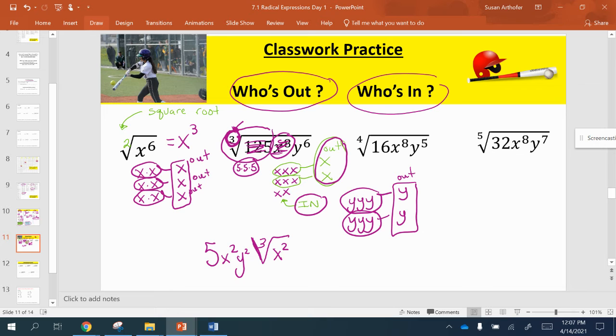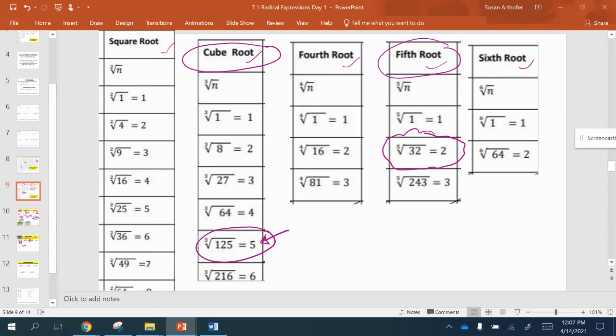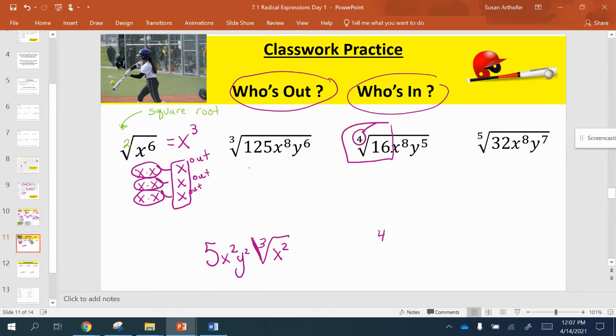Okay? All right, let's try some more. Make sure you have page 4 of your white notebook handy so that you can do these roots with me. So the first one, it takes 4 to get out. We need the 4th root of 16. So go to your chart, go to 4th root, 16. The answer is 2. I'm going to draw my 4th root. So 4th root of 16, out is 2.